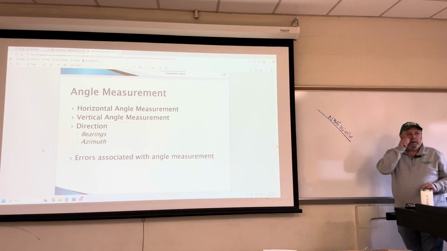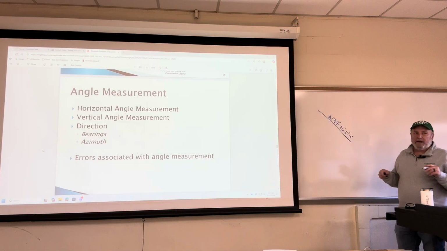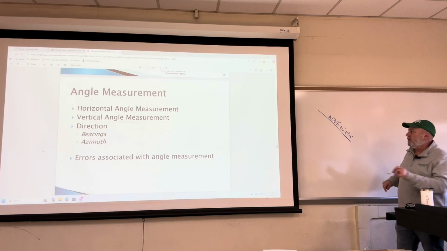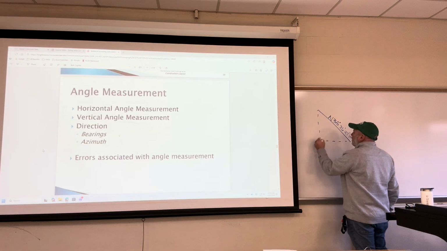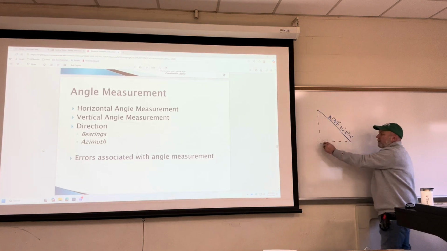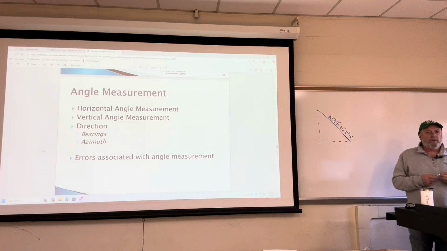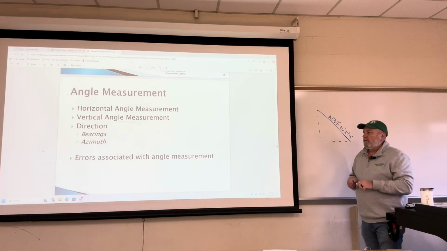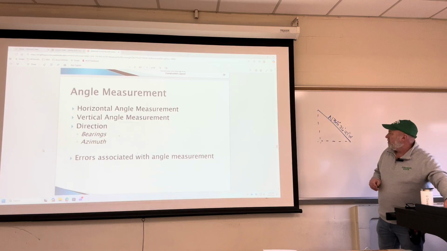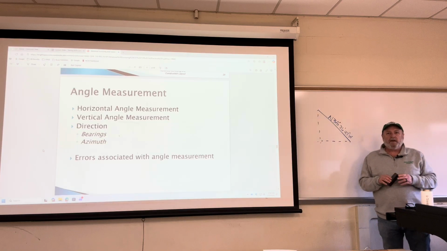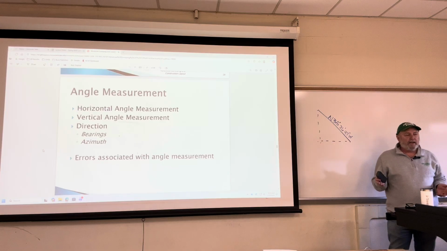What we're going to learn from this is how to break down that line into an east-west component, north-south component. This would be your north-south component, your east-west component. So turning it into a right triangle. Right triangle math is going to be crucial and really the basis of everything we do surveying calculation-wise.